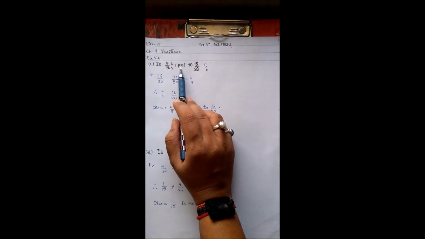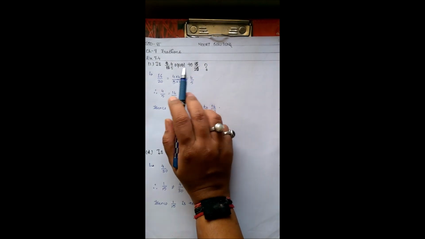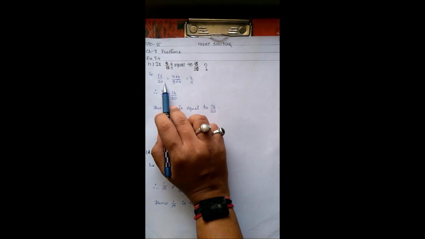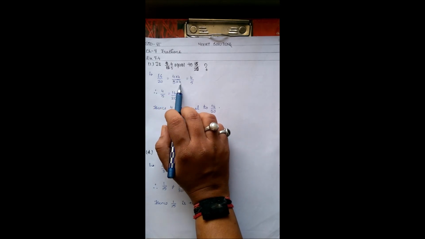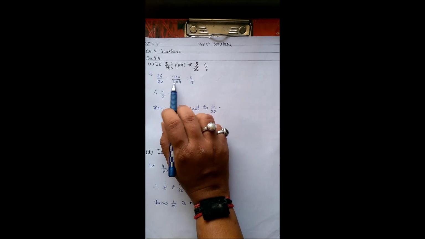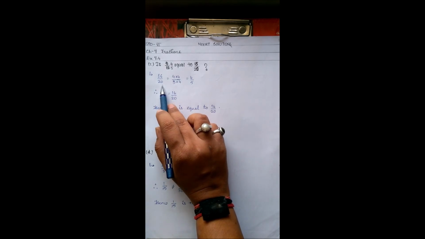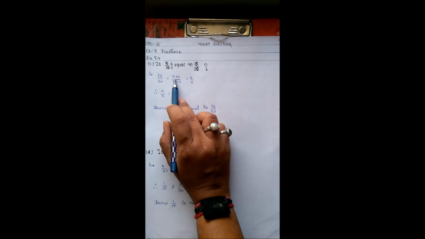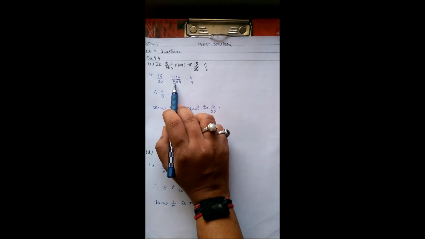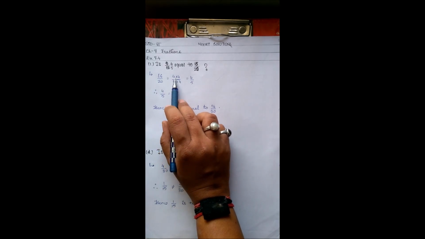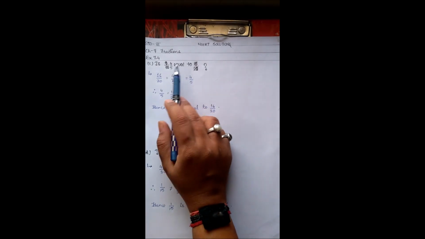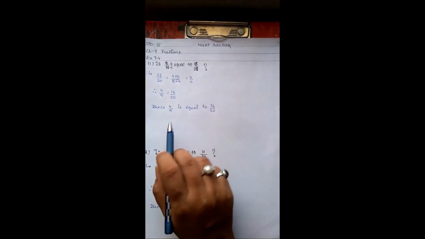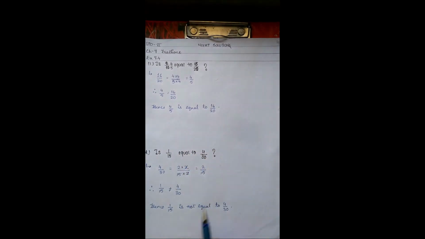Next, is 4 upon 5 equal to 16 upon 20? We reduce 16 upon 20. So it will become 4 4s are 16 and 5 4s are 20. So 4 will cut, so it will become 4 upon 5. Now 4 upon 5 and 16 upon 20 is equal.